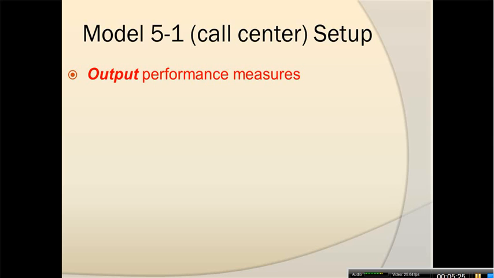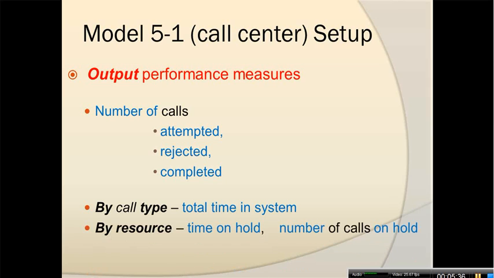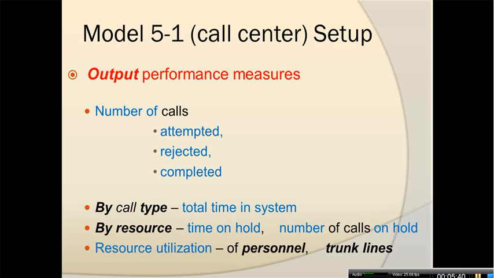We will also introduce several output performance measures, including the number of calls that were attempted, rejected, and completed. And we'll have, by call type, total time in the system, and by resource, time on hold and number of calls on hold. We also will record statistics on resource utilization of personnel and trunk lines.